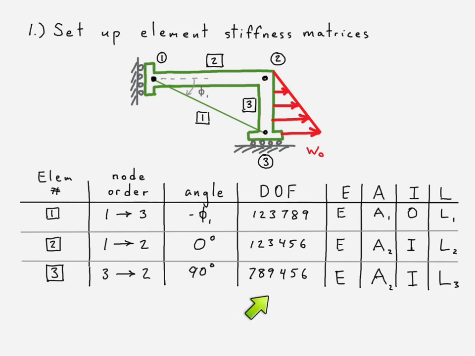Notice that we also put the degrees of freedom corresponding to node 3 first before the degrees of freedom corresponding to node 2. And these inputs are all the same as for element 2, except we have a different length.